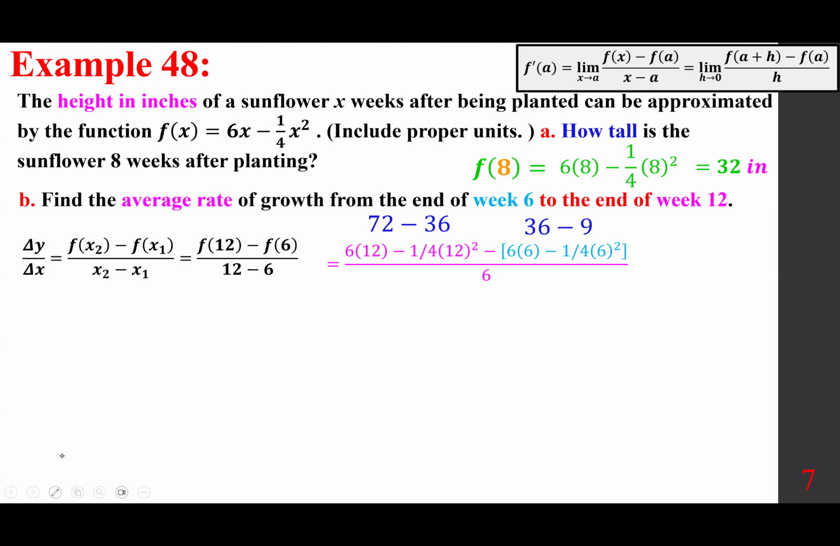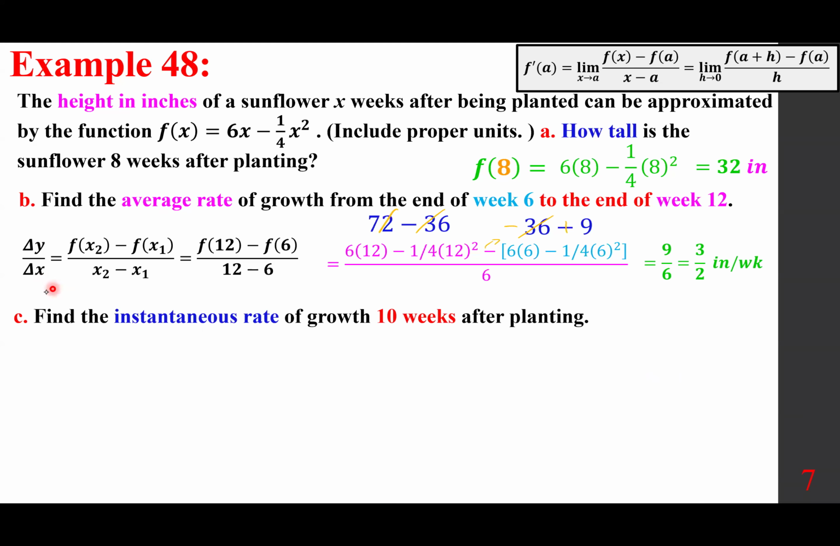and you have to apply the negative, this becomes negative, this becomes positive, these two cancel each other with 72. So you have positive 9 over positive 6, 9 over 6 or 3/2 inches per week, units of the y over units of x. So that's in inches and this is in weeks.